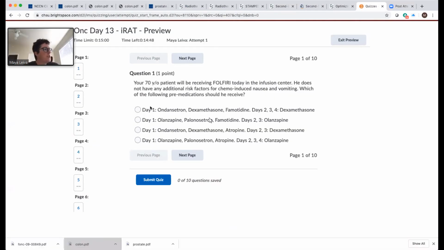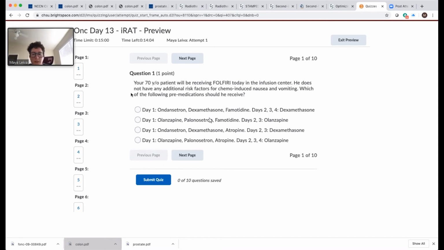Okay, so your 70-year-old patient will be receiving FOLFIRI today. What is FOLFIRI? 5-FU, irinotecan, and leucovorin. That's right, exactly. Okay, so we've solved half the battle, right? So we know that this has 5-FU, leucovorin, because, and we'll talk more about leucovorin in a minute, and irinotecan. So he does not have any additional risk factors for chemo-induced nausea and vomiting. Which of the following pre-medications should he receive?